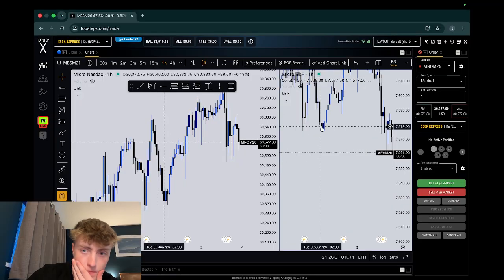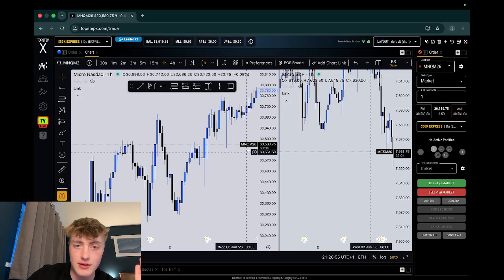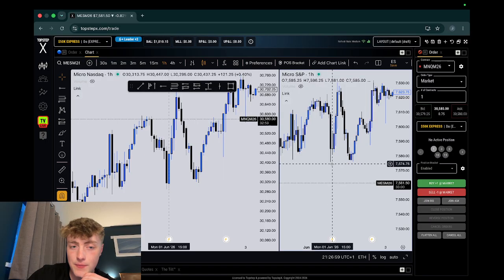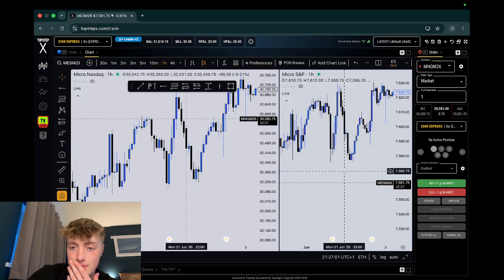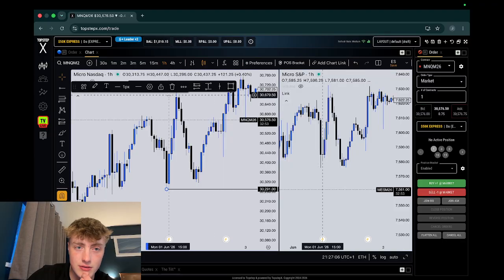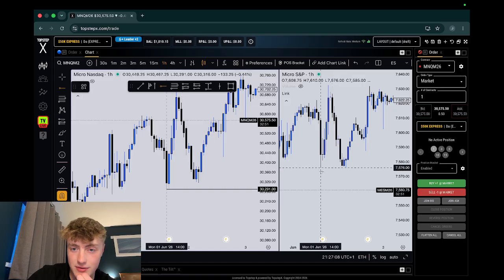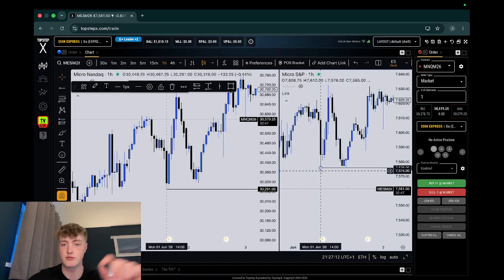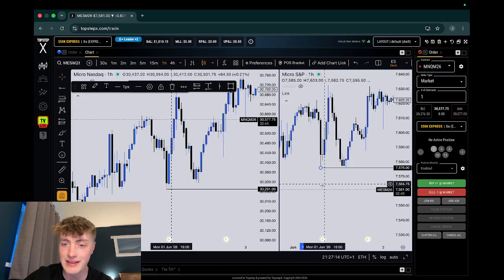Okay, so where are we? Where's an SMT? There's literally one right here, okay? So we're on the hourly time frame. As you can see, price came down and created this low on both of the indexes, right? This is the same low as you can see on Top Step when you've got the two. As long as the bar is in the same place, the bar links.